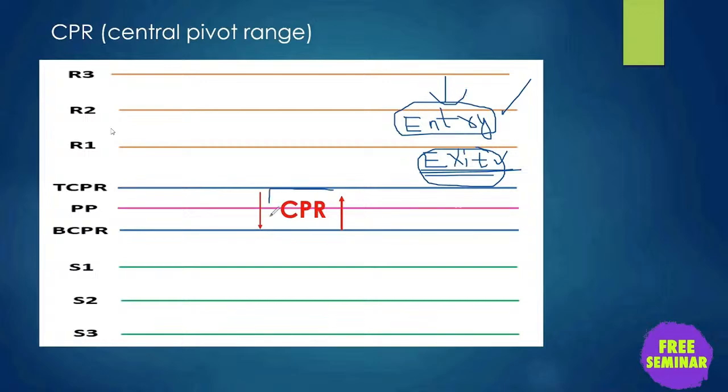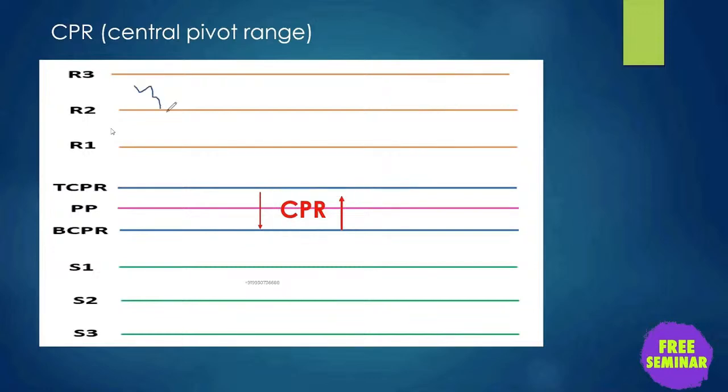And that is what CPR will help me to give a good exit. For the exit, most of the time I use CPR, as well as pivot points, but mainly CPR. For the entry, for me, most of the time it's price action which gives me the entry. Exit mainly CPR or pivot points. Not always, but most of the time.